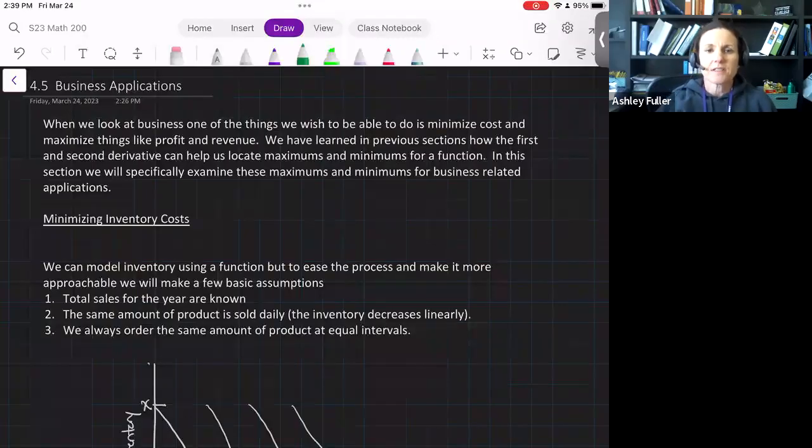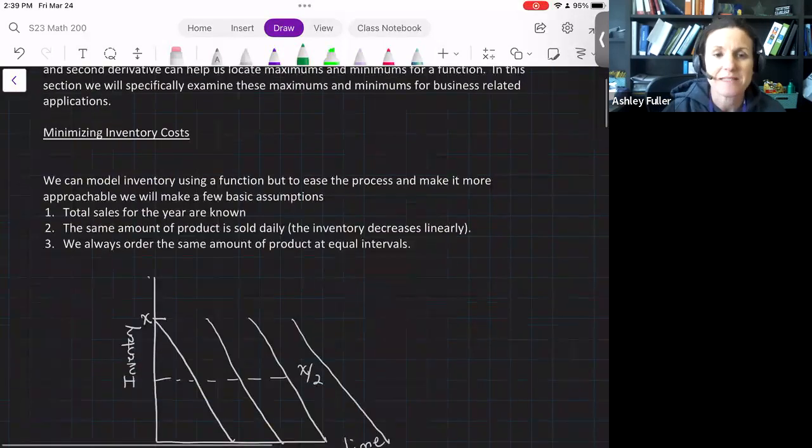When we're looking at business, one of the things we want to be able to do is minimize our cost, or perhaps the time we have to spend, and maximize things like profit and revenue. We've looked in the last couple of sections at things like the first and second derivative and how they can help us determine maximums and minimums of a function. Today, we're going to look specifically at business-related examples and how maximums and minimums can be determined for those.